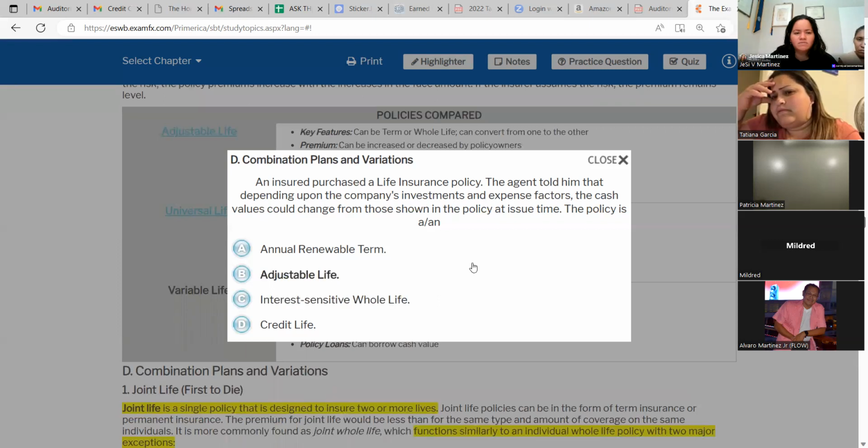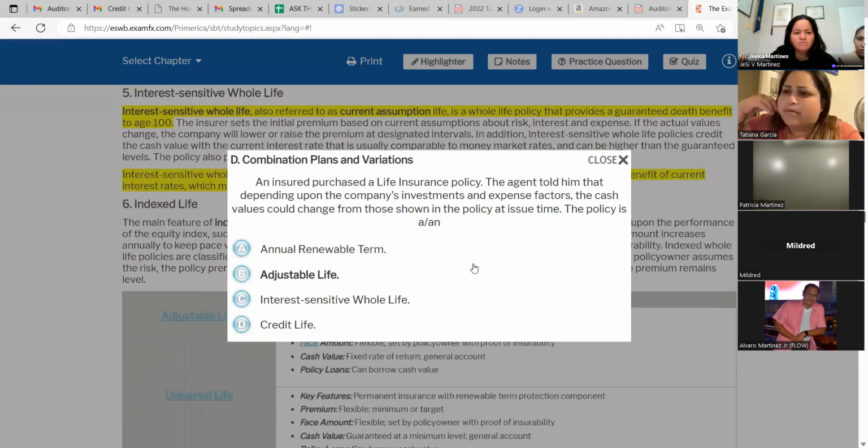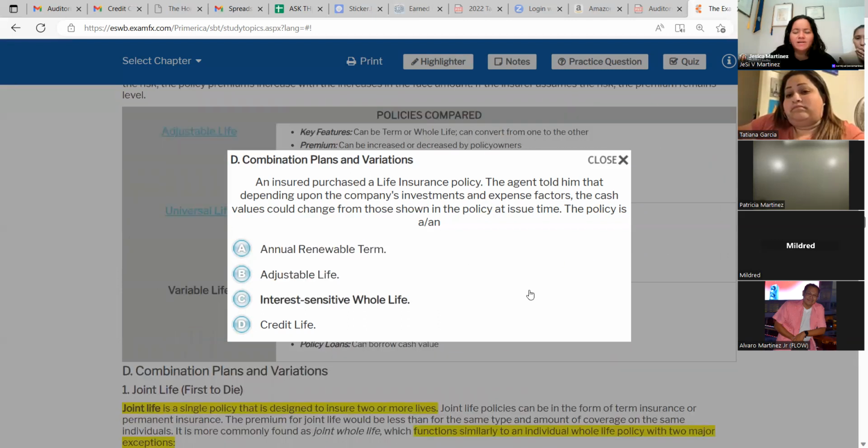So, told him that depending on the company's investments and expenses, cash values will change from those shown in the policy at issue time. I don't know this one. I'm gonna go with C. Another option is, if you don't know, see your way out.